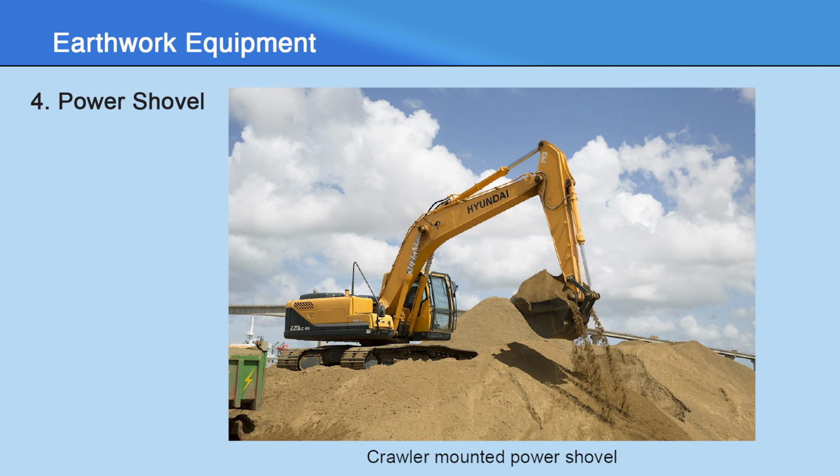Boom is the long arm attached to the machine's body, and the dipper stick. The dipper stick is the arm that holds the bucket. Bucket, the scoop that collects and moves the material. Cabin is the compartment where the operator sits and controls the machine. Now coming to the applications of power shovels. They are usually used for excavating and loading earth, rock and other materials, mining operations, large-scale construction and demolition projects.